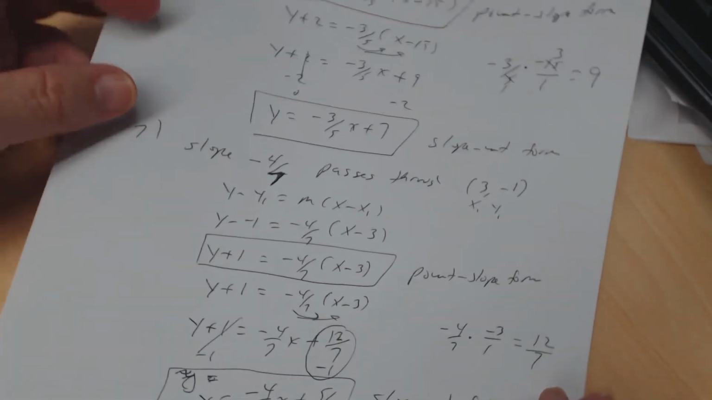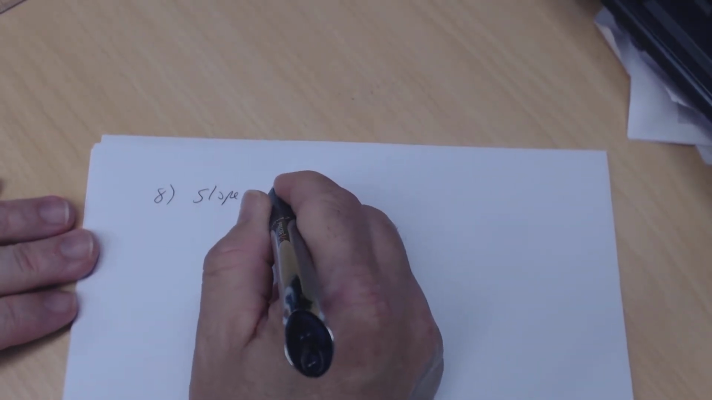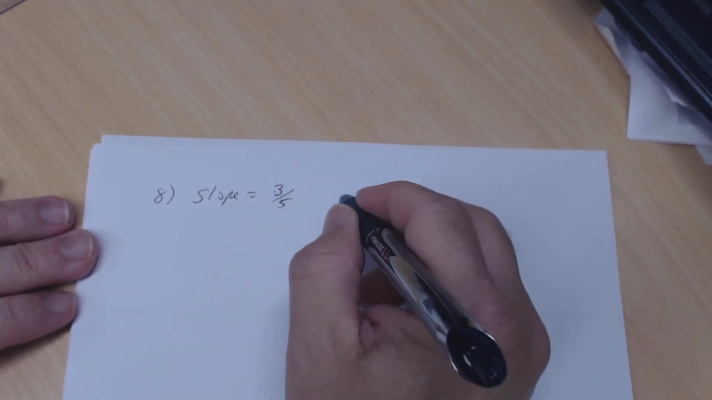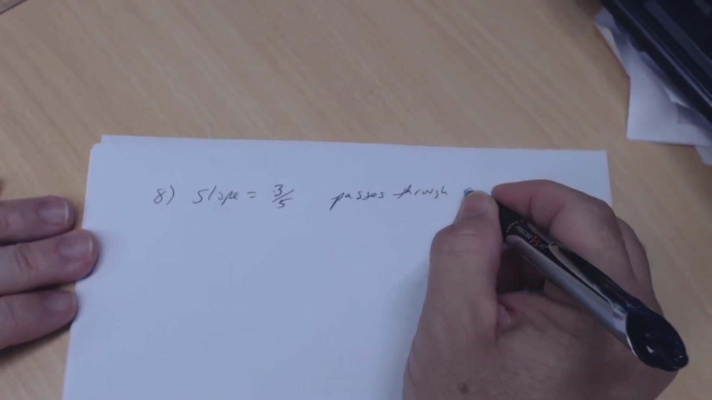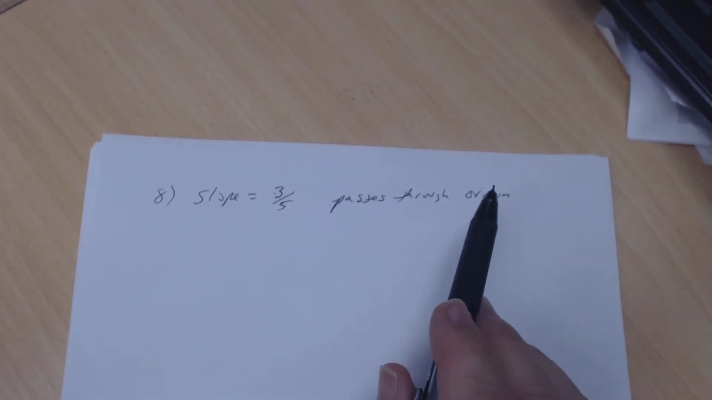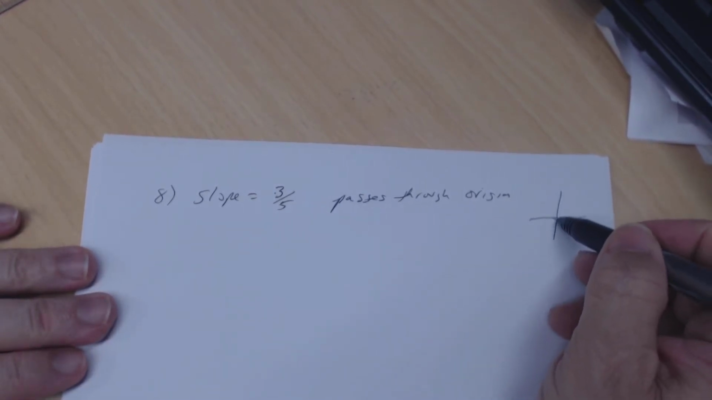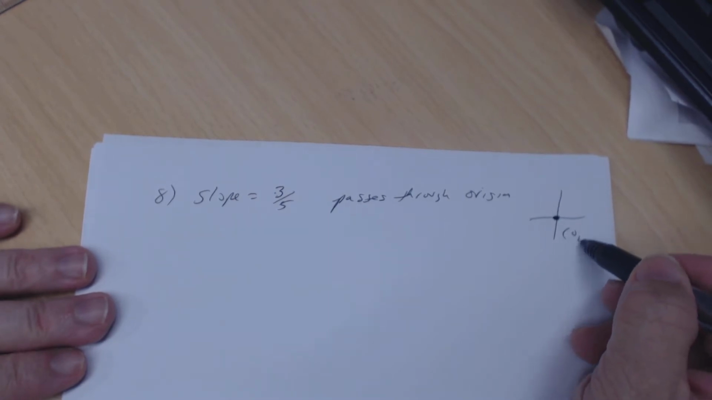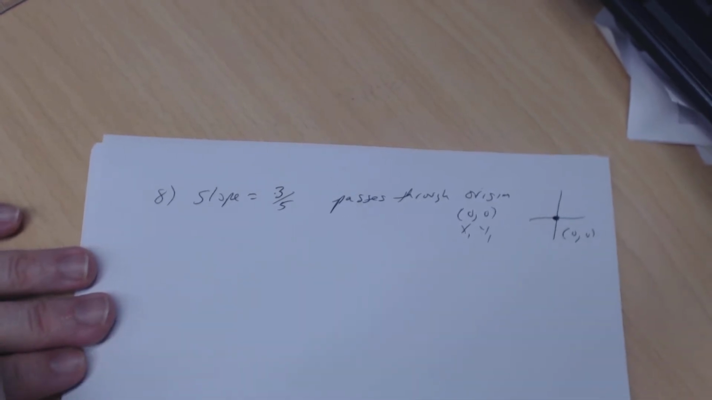Okay, number 8. Suppose that the slope is 3/5 and it passes through the origin. Now, one thing you got to remember is what point represents the origin. The point that represents the origin, remember, that's where the x and y axis intersect. So that's the point 0, 0. And so this is your x1, this is your y1.